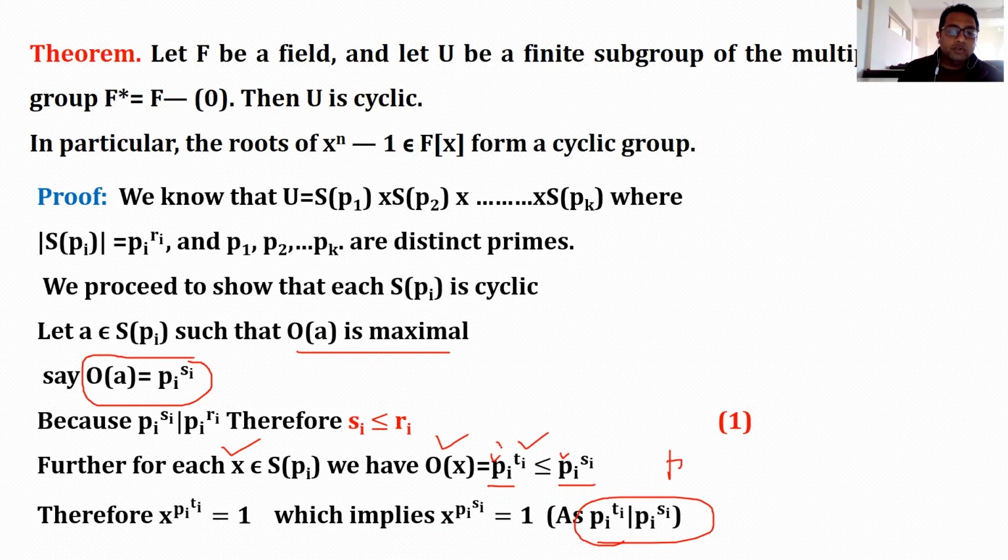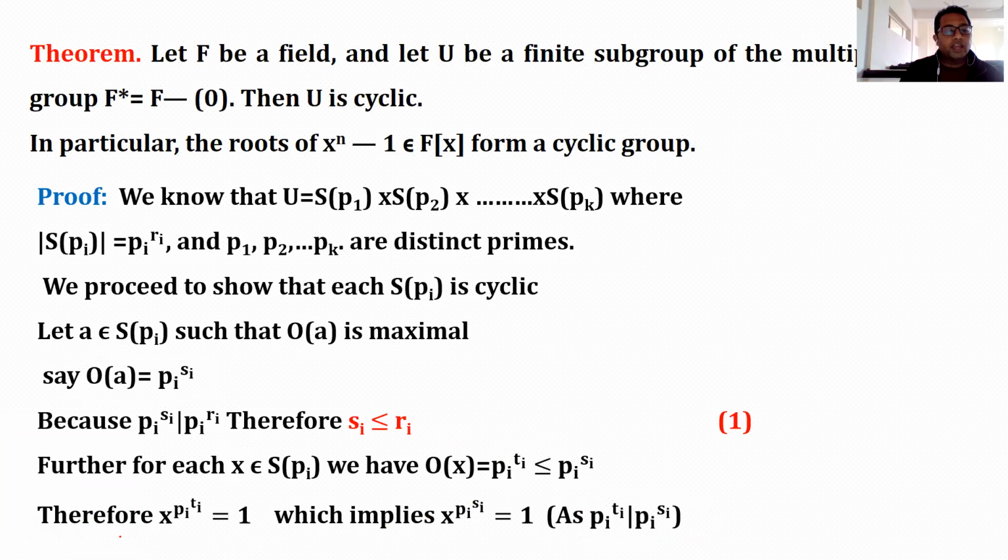So if this value we are saying is less than this value, then obviously pi^Ti must divide pi^Si. So whenever you say the order of x is pi^Ti, that means x to the power a, when we take the order, what will the answer be? It will be 1. So if x^a gives 1, then whatever integer power we raise it to, whatever lambda we take, the answer will still be 1.